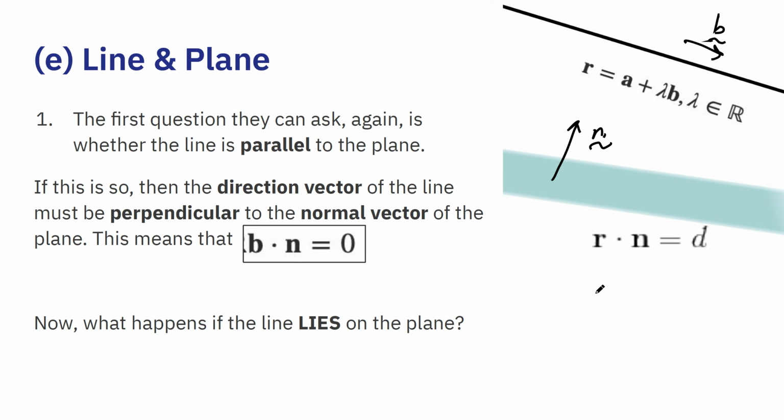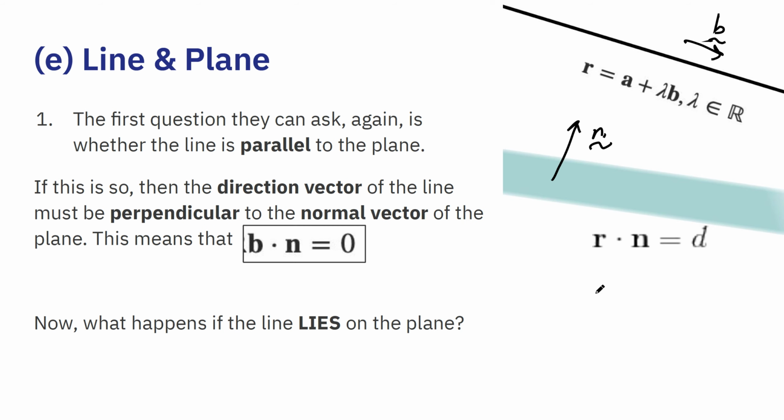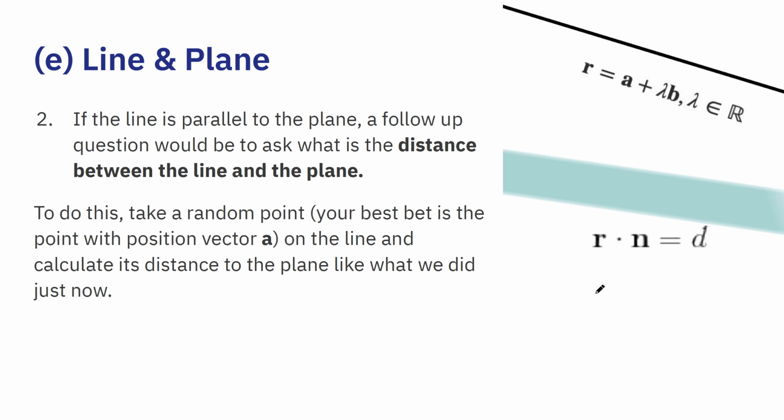And we can also use it in our vector equation, okay? So next, moving on to, if the line is parallel to a plane, another follow-up question they can ask is, what's the distance between the line and the plane? So what you can do is just pick any point on the line and calculate the distance to the plane, like what we taught just now between a point and a plane.